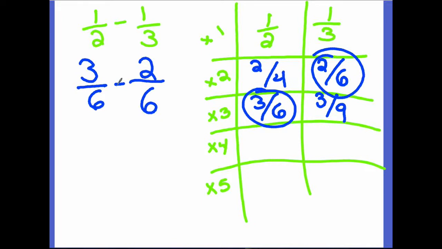So you could reduce these. If I reduce 3/6, what would I reduce it to? Yeah, it would reduce all the way to 1/2, wouldn't it? And 2/6 would reduce all the way to 1/3. Now, we've talked enough about fractions that we know that when we have a common denominator, what does that mean? When we have a subtraction problem with the same denominator, what can we do now?